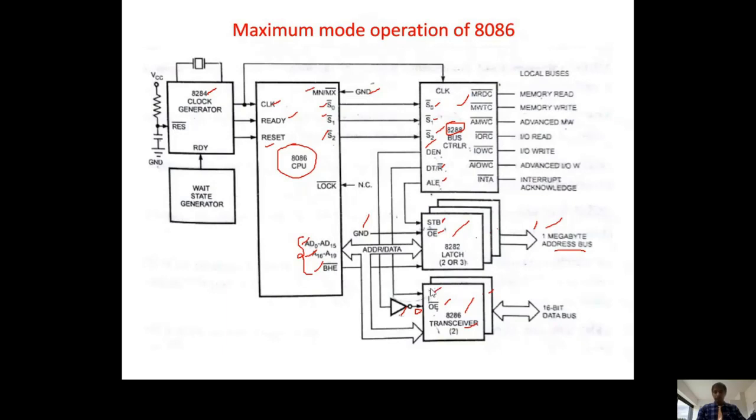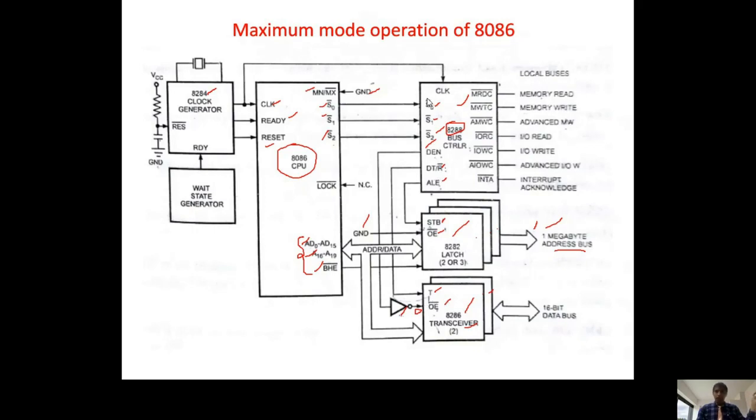So what is the role of T? T is the transmitter pin. If DT by R bar is 1, then it performs data transmission, meaning 8086 is transmitting data to an external device. If it is 0, then what happens? DT by R bar is 0, so the processor is receiving data from an external device through the transceiver. That is how DT by R bar is connected to T.